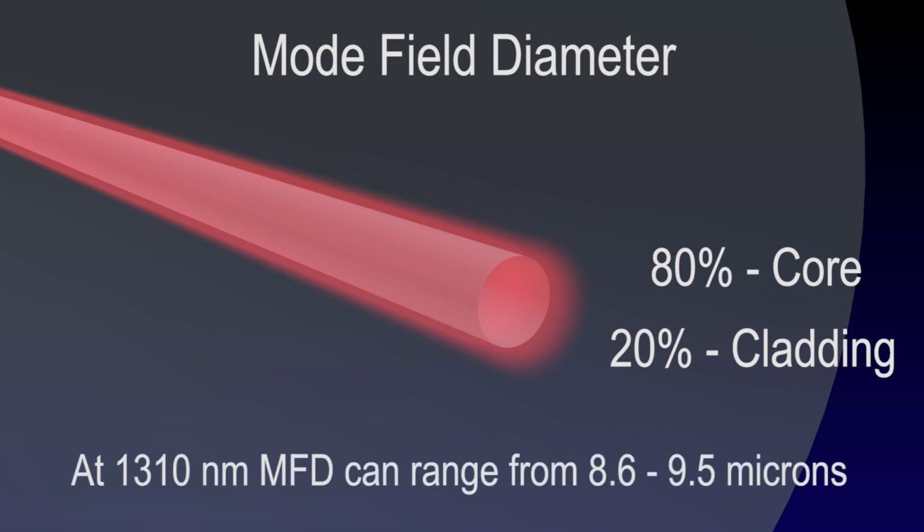At 1310 nanometers, mode field diameter can range from 8.6 to 9.5 microns with a plus or minus 0.7 micron tolerance. The larger the mode field diameter, the easier it becomes to splice and terminate, but the more sensitive the fiber is to bending losses.